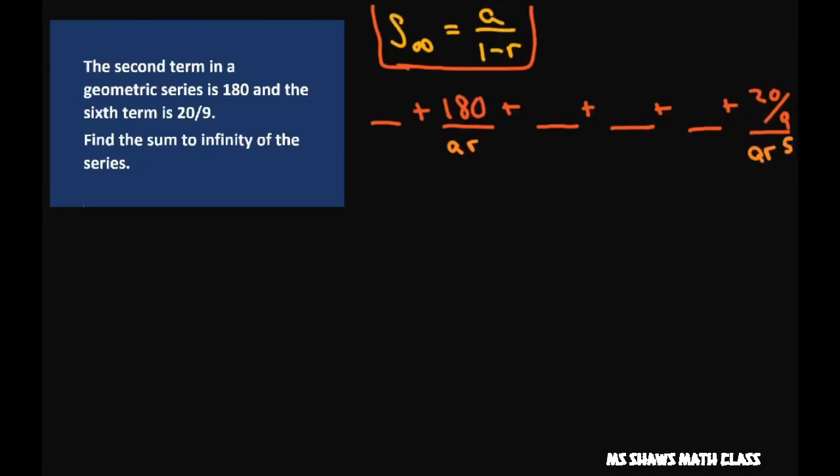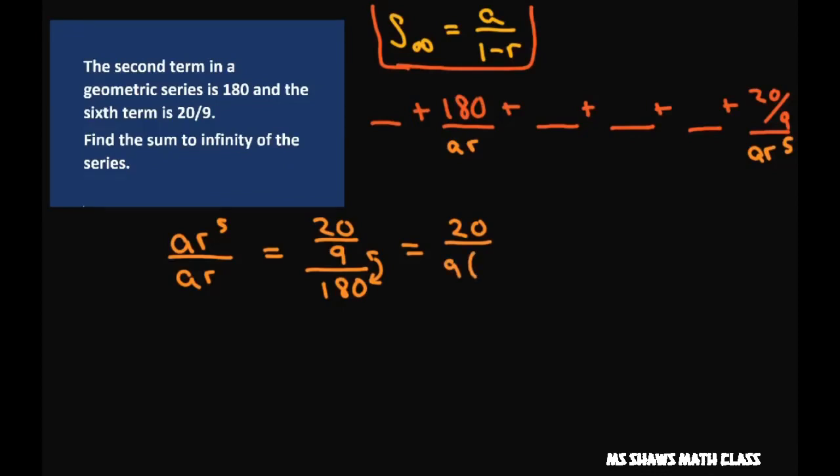All right? And to get the common ratio, what I'm going to do is write this as AR to the fifth divided by AR. So what that means is, because it's a common ratio that we're looking for, we're trying to find R. So we have 20 divided by 9 divided by my AR, which is 180. So you can just multiply those two. So that's 20 divided by 9 times 180.